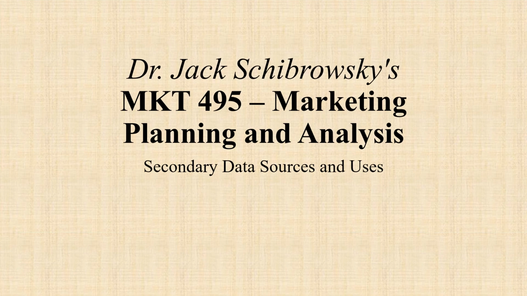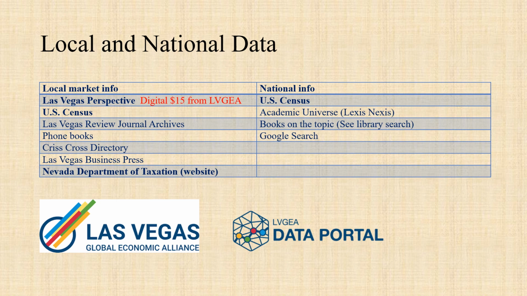All right, so let's spend a little bit of time talking about secondary data sources that are available for you to do a situation analysis to develop a marketing plan. Here are some of the areas that you might look for to find some local and national data. Local market information might be places like the U.S. Census, the Las Vegas Perspective, or maybe even the Nevada Department of Taxation.